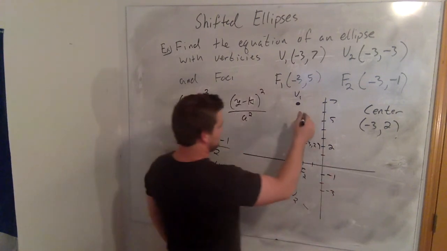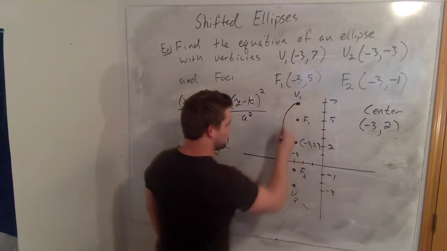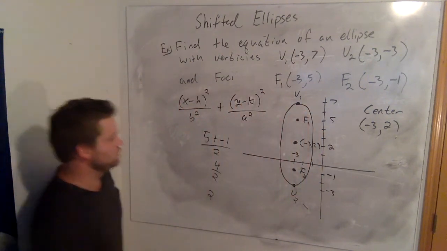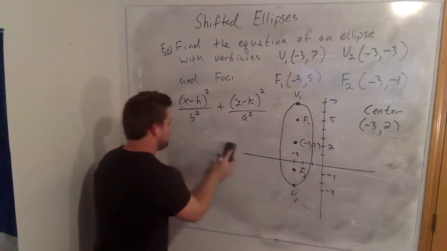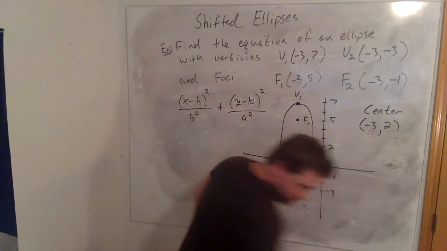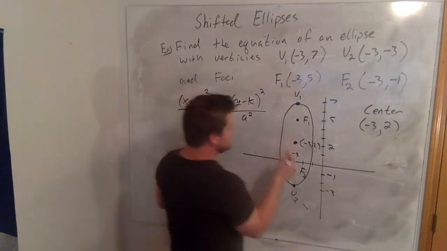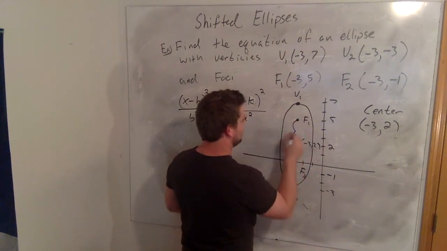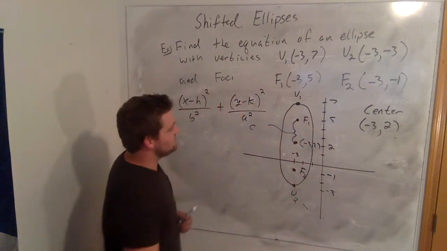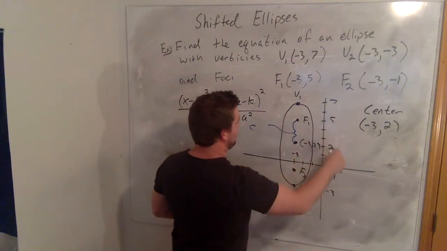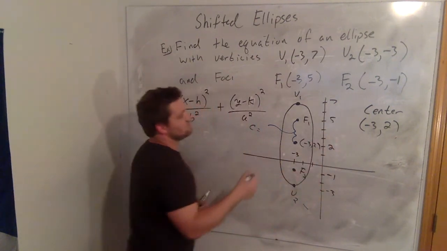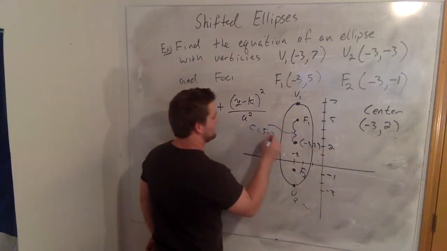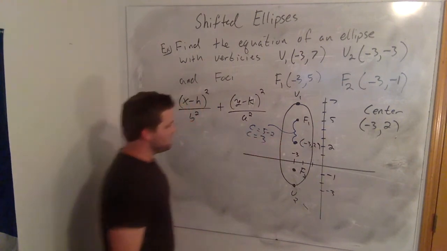We can give a rough sketch. The ellipse is going to do something like this. This isn't an exact sketch, just a loose sketch. Now, what do we know? We can figure out what our c is going to be. This will be our c length. We could find the distance between 5 and 2, which is 3, or subtract the y-coordinates of this focus and the center, 5 minus 2. So c is going to be 3.